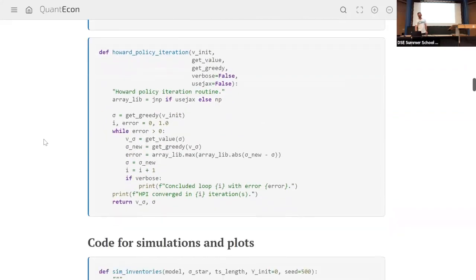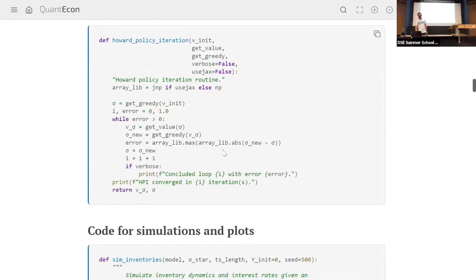And the last one is Howard policy iteration. And you can see here that I'm doing exactly what I promised I would do. So we've got a policy, we get the lifetime value of the policy. Once we've got that, we get the associated greedy policy: lifetime value, greedy policy.